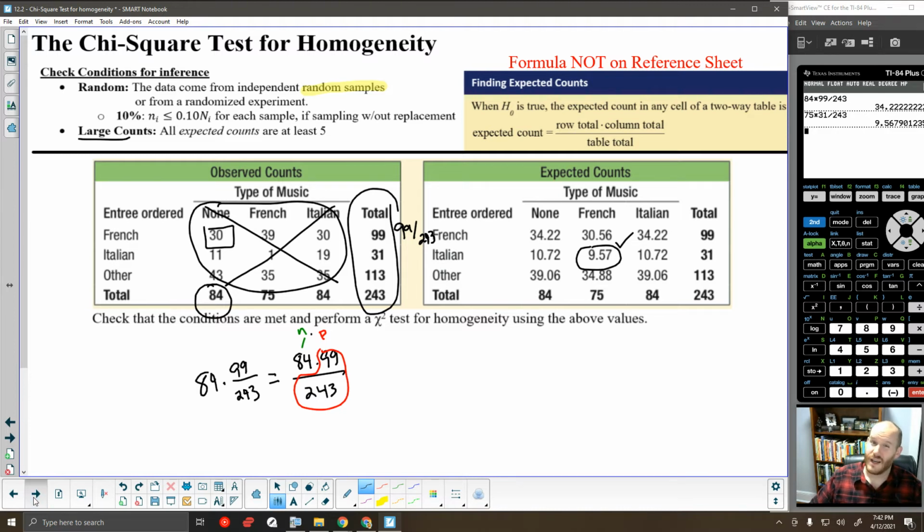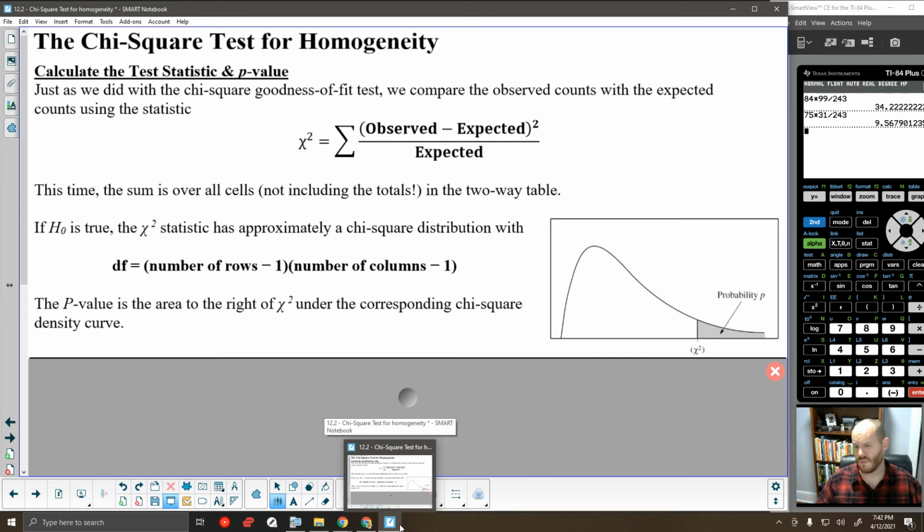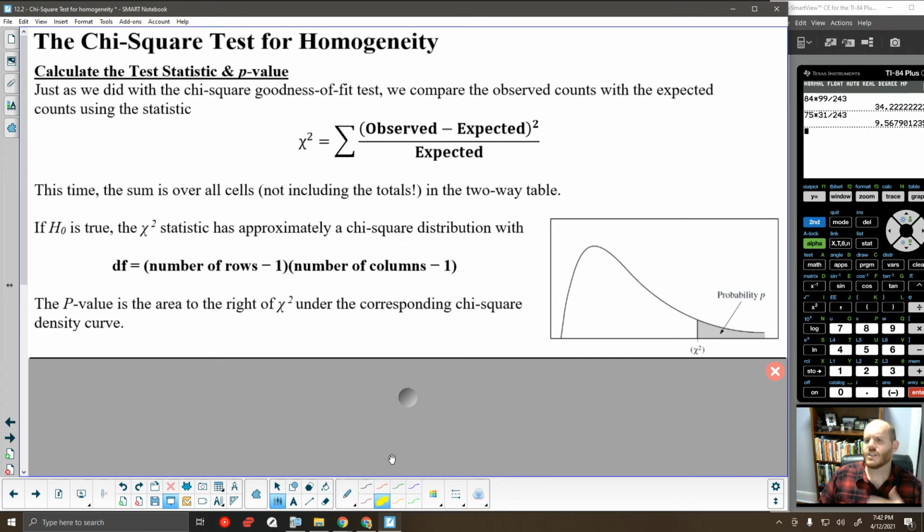Next, we have to do the computation. And this is the part that can get kind of tedious. What's nice is that the chi-squared statistic never changes. It's the same formula for the goodness of fit test, for the chi-square test for homogeneity, or the chi-square test for association, which is the next test that we'll look at. The one thing that does change for the general chi-square test is the degrees of freedom. It's number of rows minus 1 times number of columns minus 1. That's how the degrees of freedom works.